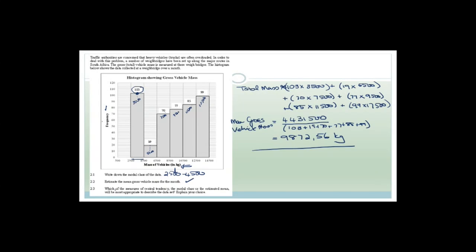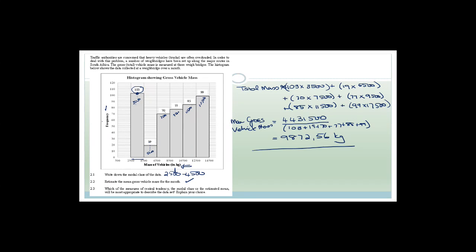Okay, now it says, which of the measures of central tendency, the modal class or the estimated mean, will be most appropriate to describe the data set? Explain your answer. Okay, so the estimated mean was 9,872.56, right? Whereas the modal class was 103, which is 2,500 to 4,500. And it says, which of these measures of central tendency will be most appropriate to describe the data?